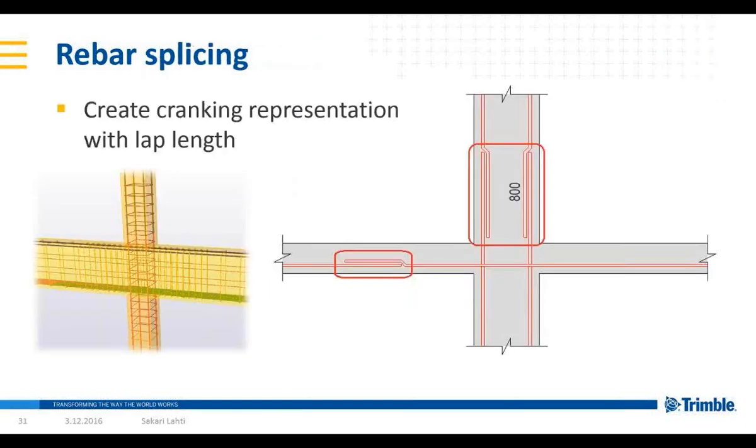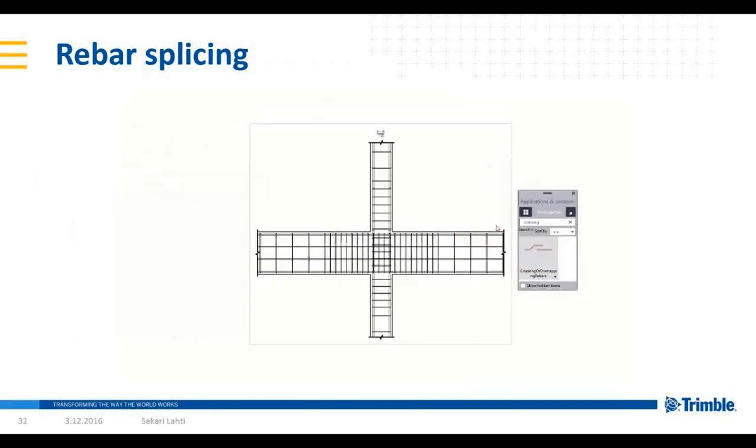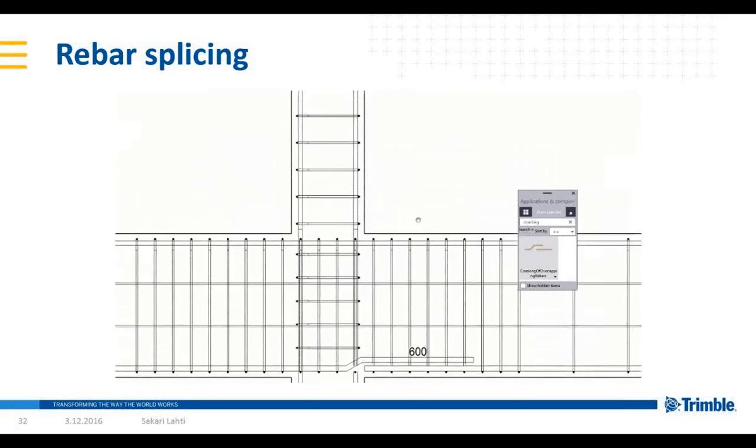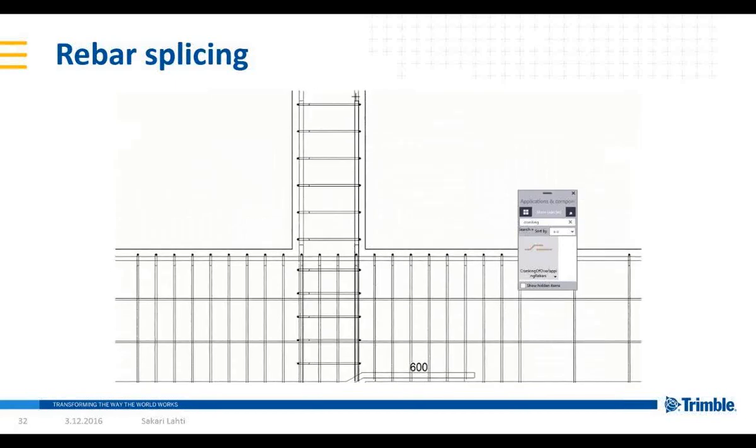Fifth tool is for creating cranking representation of rebars with the lap length. In this short video you see how easily you can show the representation of cranking by just picking the overlapping rebars. You can either choose to show the lapping length or not.